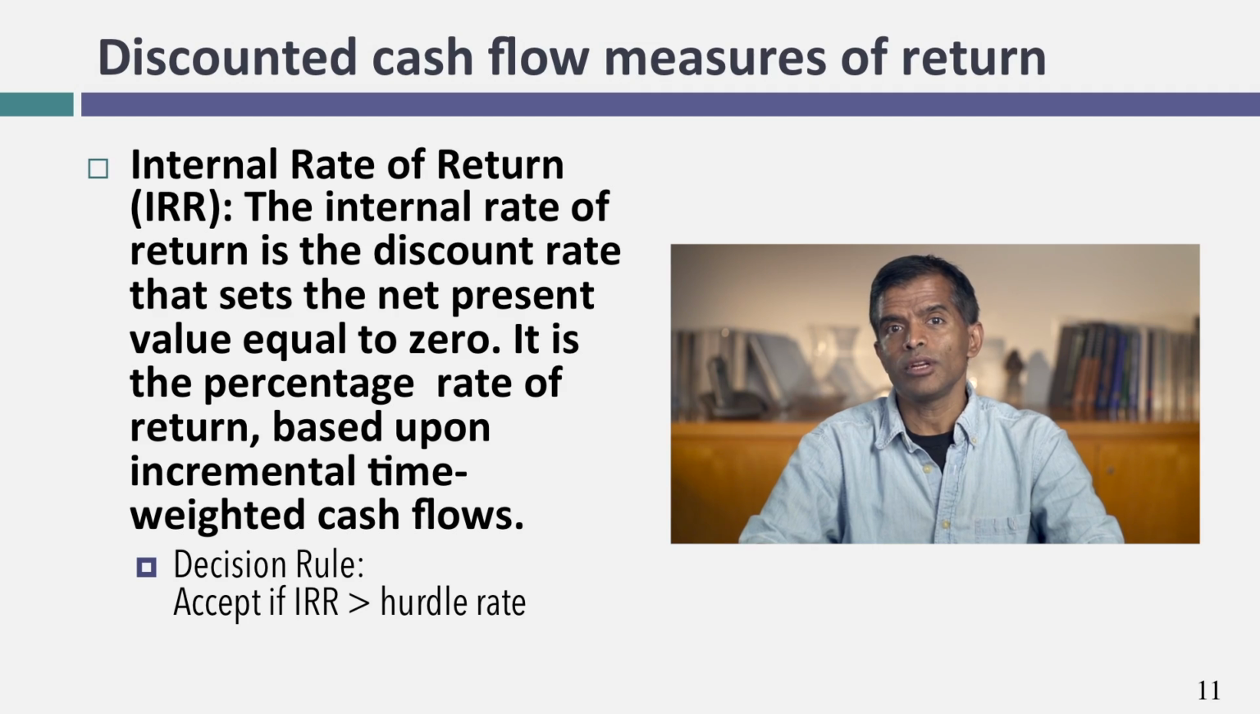The second measure of incremental cash flow returns is called the internal rate of return. It's that discount rate that makes the present value of your cash flows, the net present value of your cash flows, equal to 0. It's a time-weighted incremental cash flow analog to the accounting return on capital. How do you use it? You compute the internal rate of return on a project. You compare it to the cost of capital. If the internal rate of return is greater than your required return, you have a good investment.